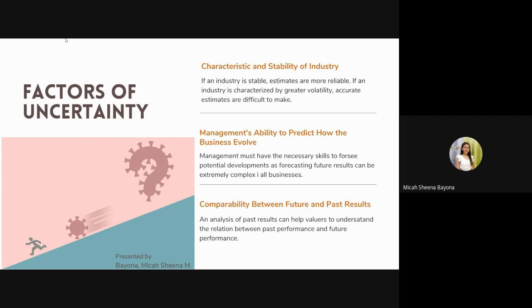Another factor is comparability between future and past results. It is a great risk to forecast future cash flows that are significantly out of line with past cash flows, and that is why the expected cash flow must be compared with the previous cash flow. The valuers must also verify the validity of the assumptions in the business plan and examine the reasons for potential improvement. Also, the analysis of the past results can help valuers to understand the relation between past performance and future performance.